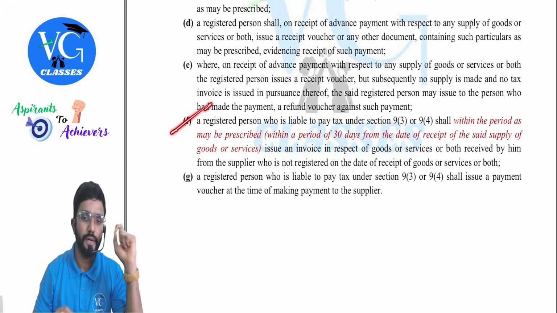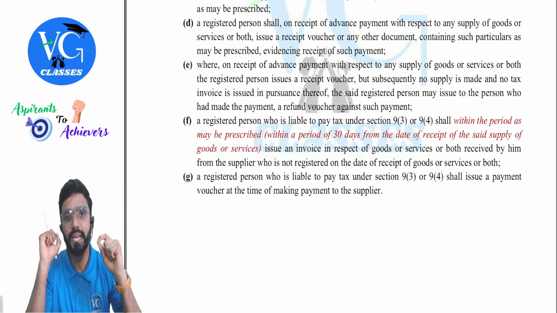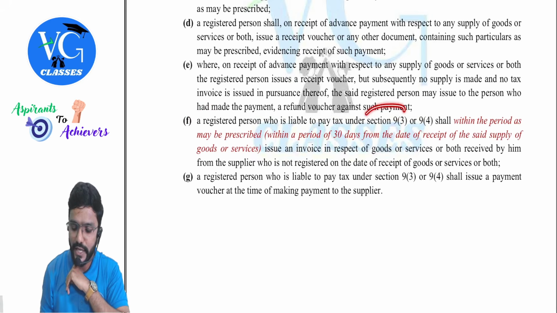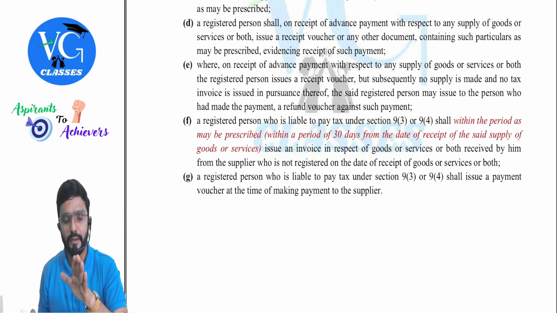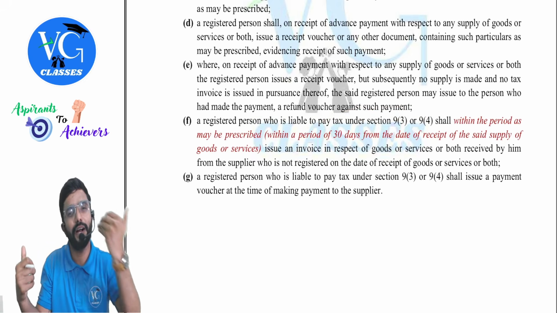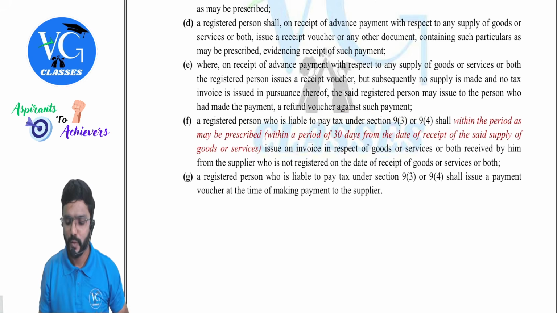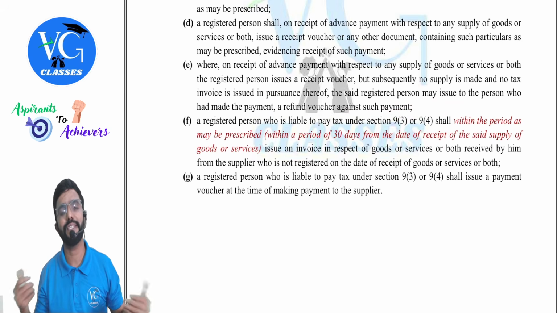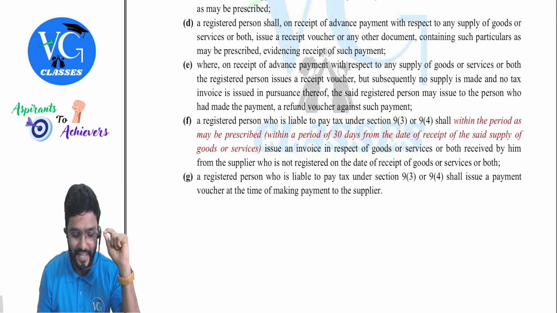Let me read out. A registered person who is liable to pay tax under section 9.3 or 9.4, that is RCM case, guys. See, under section 9.3, the supplier might be registered or may not be registered. But if all the criteria is met, who is the supplier, what is the supply, and who is the recipient, if all the criteria is met, RCM is applicable. Whereas 9.4 is always supplier is unregistered, whereas the recipient is registered. Okay. Let me read it again.